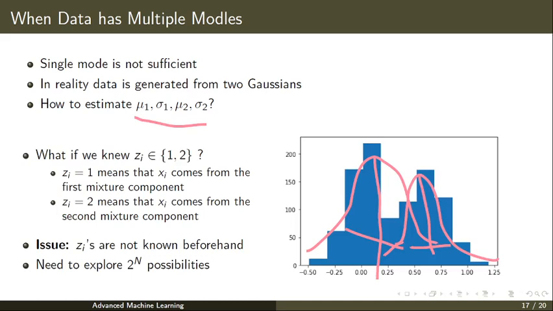But what is Zi corresponding to each of the Xi? We know that it is not known, it is hidden. The issue is that the Zi are not known beforehand. Another possibility is to try all the possible values for Zi. If Z can take some values, we explore all the possibilities, but that is computationally not very effective.